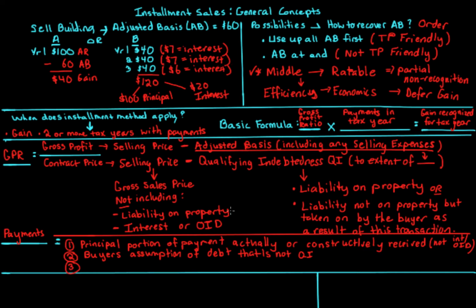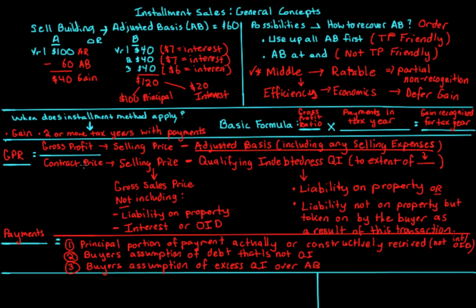The third, remember we referred to the contract price as the selling price minus the qualifying indebtedness, but it's only to the extent of the adjusted basis that we determined in the gross profit calculation. Well, if you have the qualifying indebtedness that's over the adjusted basis, it's going to be considered a payment. So this is the buyer's assumption of excess QI over the adjusted basis. So that excess amount, you're limited to the adjusted basis. Anything that's in excess goes down here as part of the payment amount. So that's how we calculate payment.